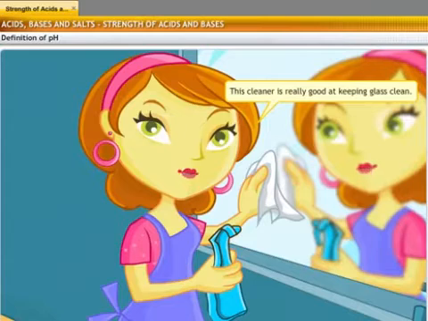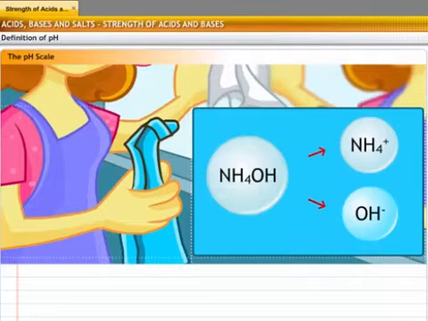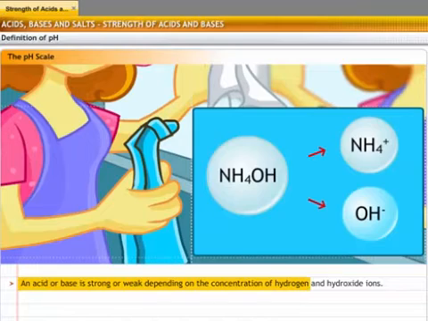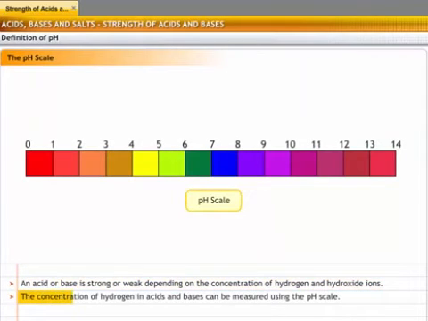This cleaner is really good at keeping glass clean. Household cleaners contain ammonium hydroxide, which is a weak base. An acid or base is considered strong or weak, depending on the concentration of hydrogen and hydroxide ions within it. This concentration, or the power of hydrogen, differs from substance to substance and can be measured using a scale called the pH scale.